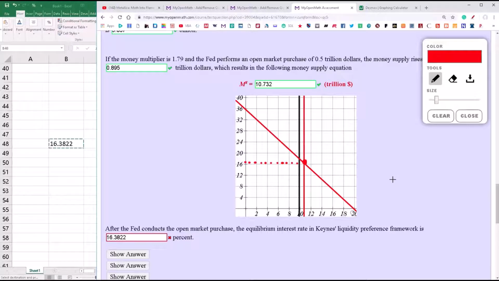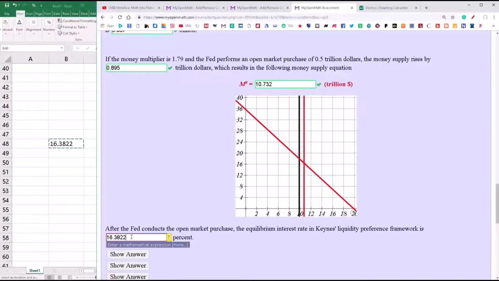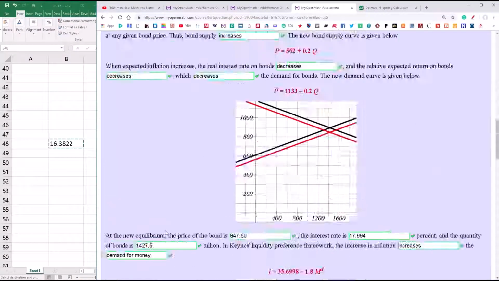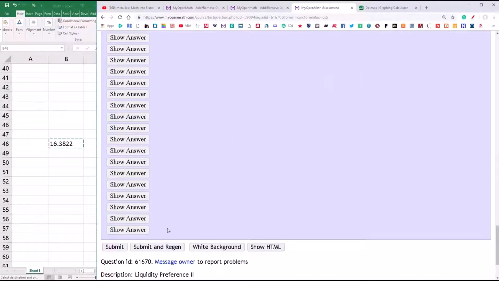Okay, what would be the interest rate in the bond market after the open market purchase? Well, again, remember in Keynes's framework, the interest rate in the money market, the market for money, is equal to the interest rate in the bond market. So they would end up equating. Okay. We'll go ahead and hit enter. And we got everything done, so we are done with homework 3B.